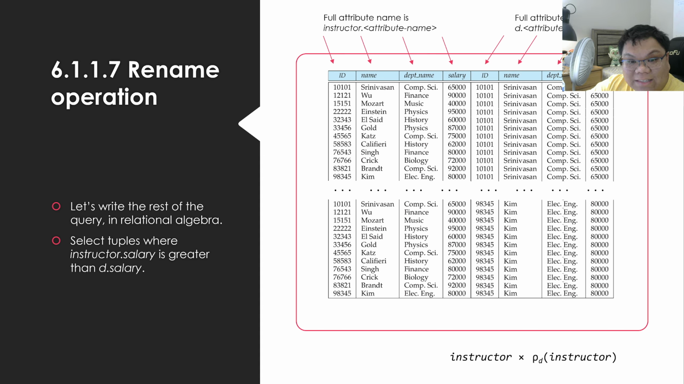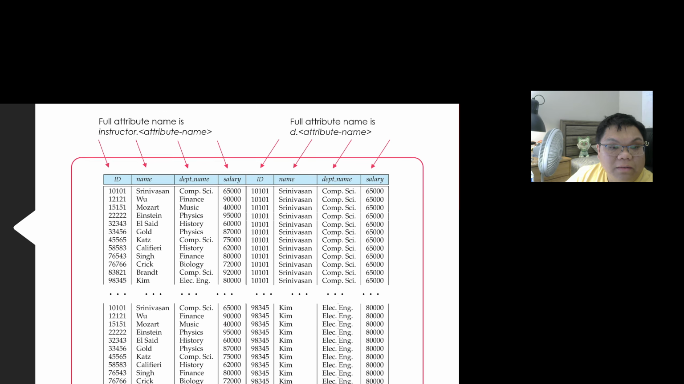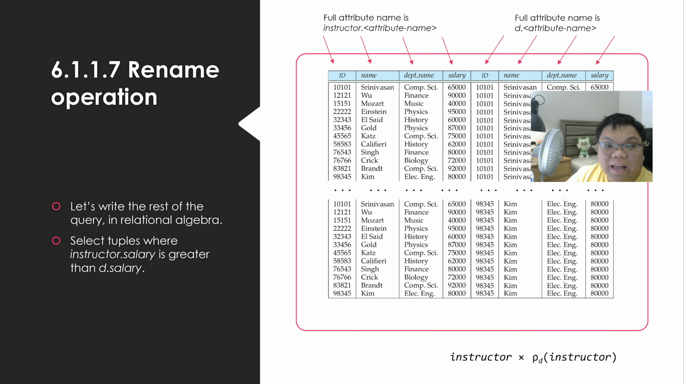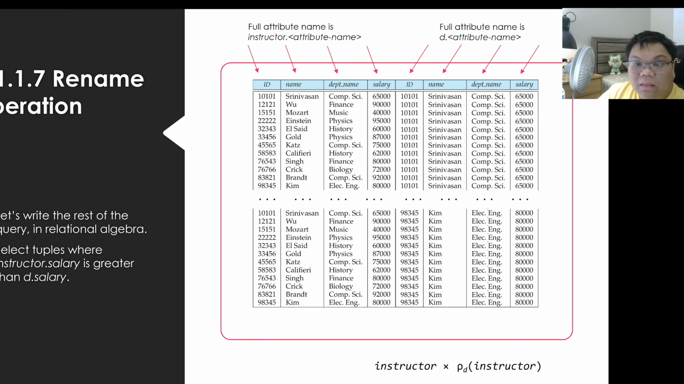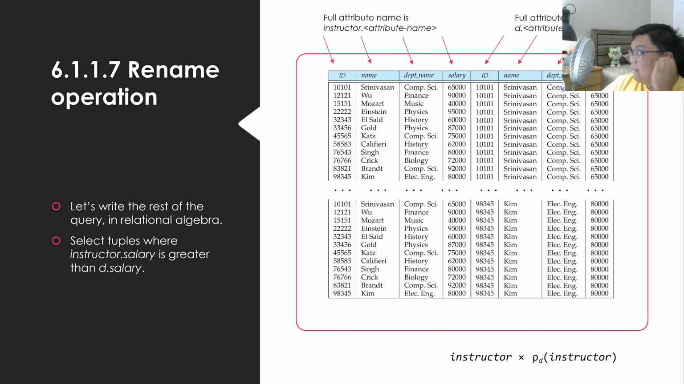But now with this, oh, by the way, the full attribute name for this should be Instructor.attribute name and D.attribute name. I ran out of room here. But yeah, that should be the full attribute name. Anyway, if I can reassemble the video. There we go. Okay. Now we have the Cartesian product of Instructor with a copy of itself.